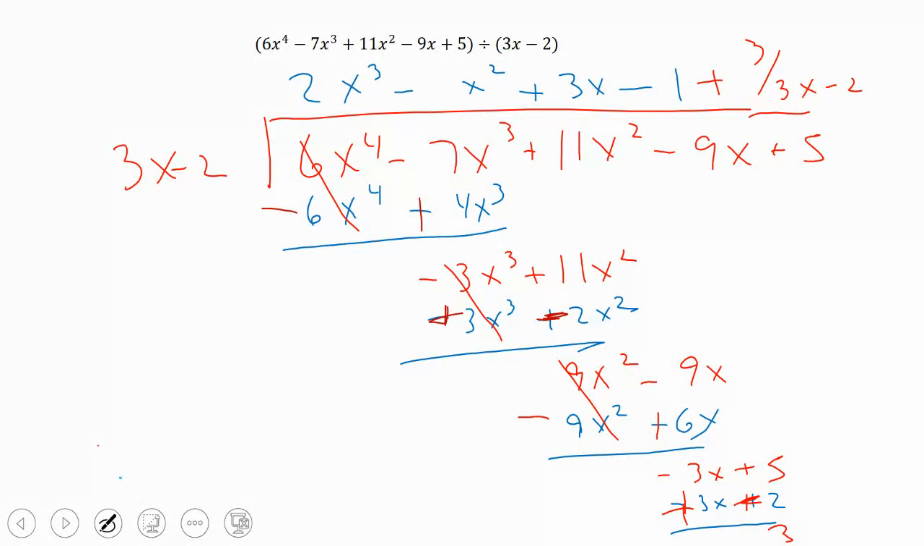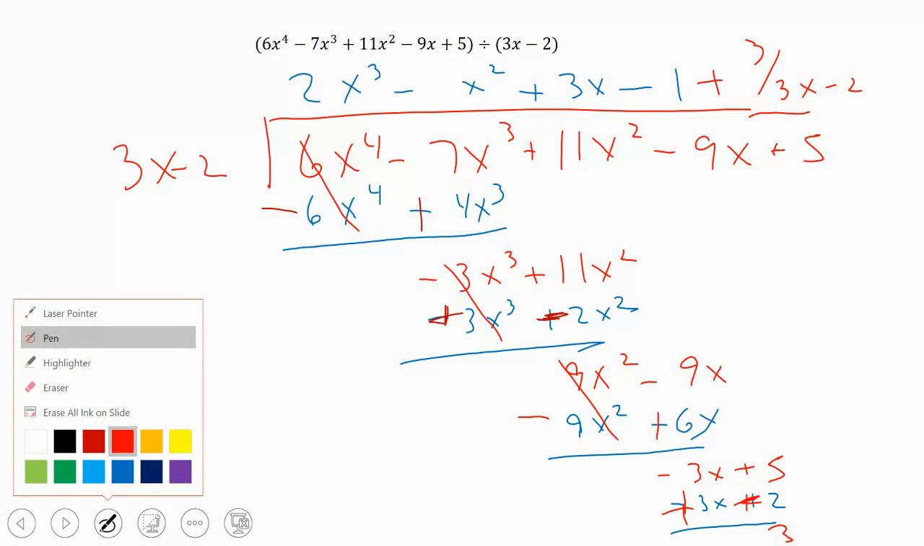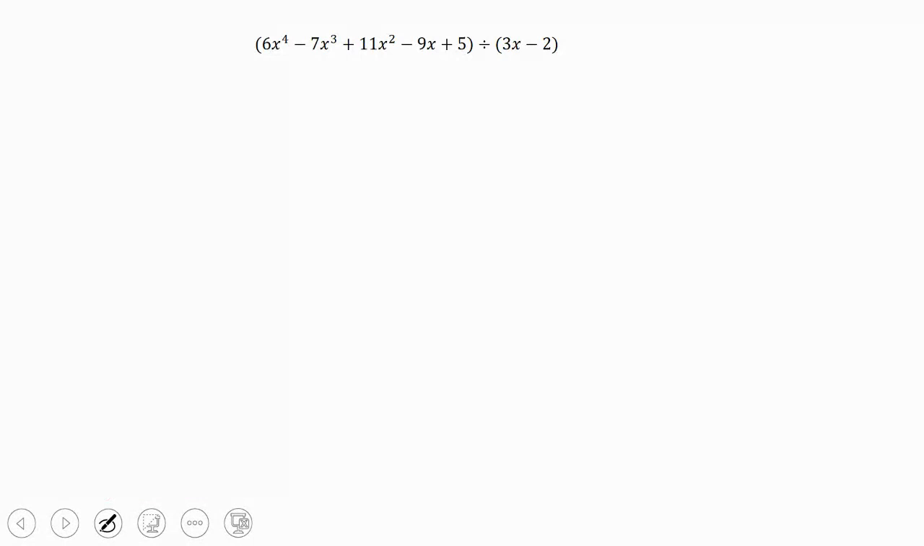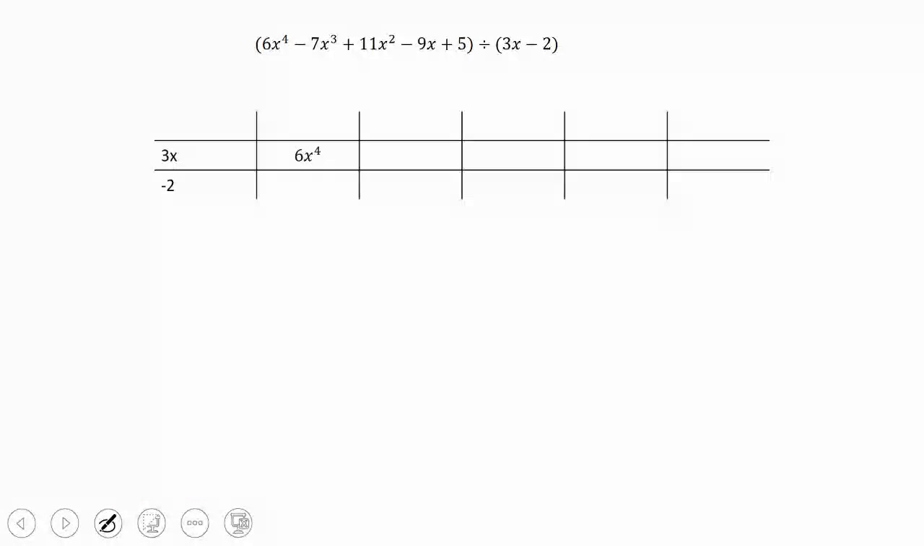This would be a hard problem to do synthetically without a little understanding about what to do with that 3x out in front there. So hopefully I'll get the same answer when I do this alternative method. I can remember how that works. It looks like this. We would have one of the factors, 3x minus 2, on the short side, and we'd start with a 6x to the fourth.